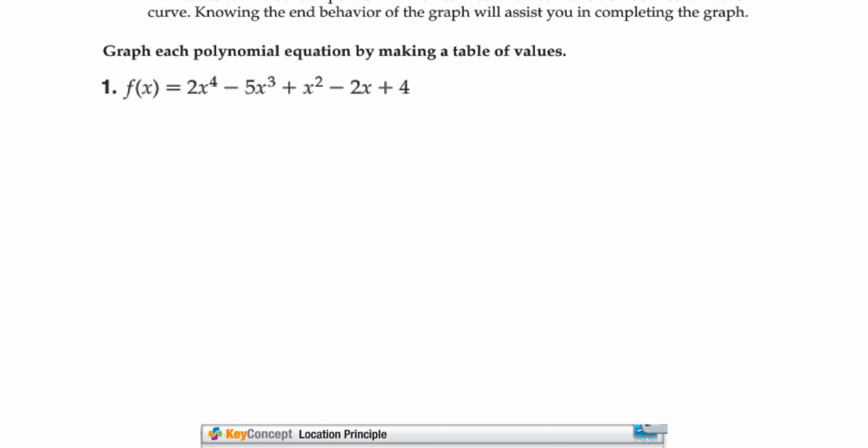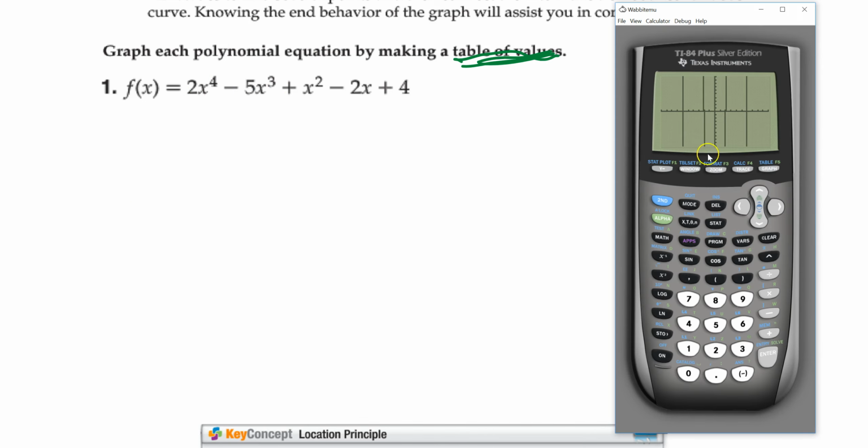So, graph each polynomial function by making a table of values. Now normally I'm a big fan of that, but in this case, it's a straight line. In this case, I don't want to plug in numbers to all that, it'll take 20 minutes. So instead we're going to use a calculator. So let me put in the new value. So I'm going to turn my calculator on.